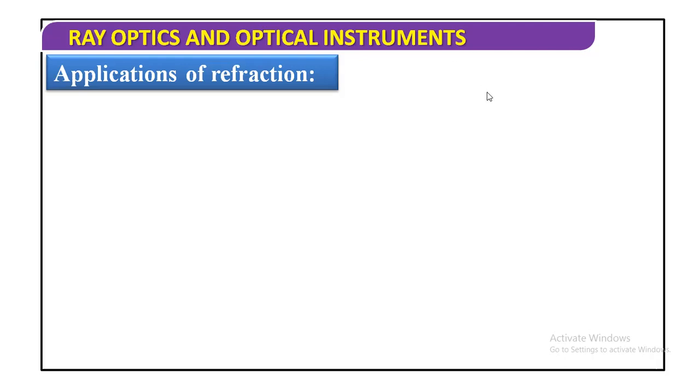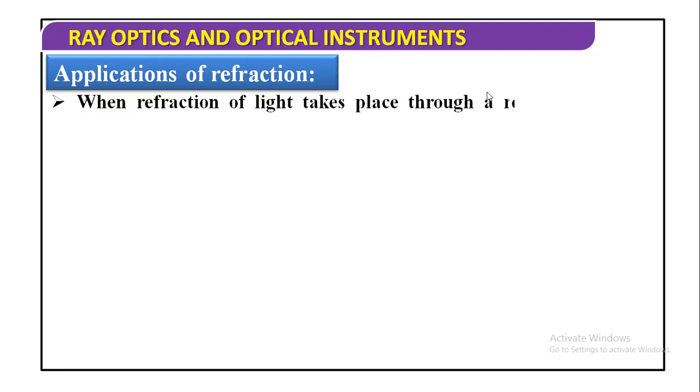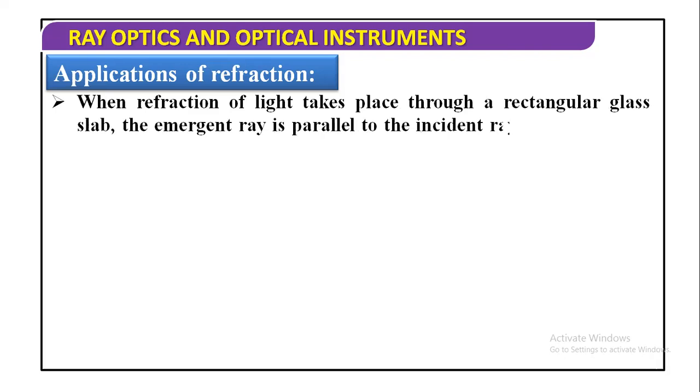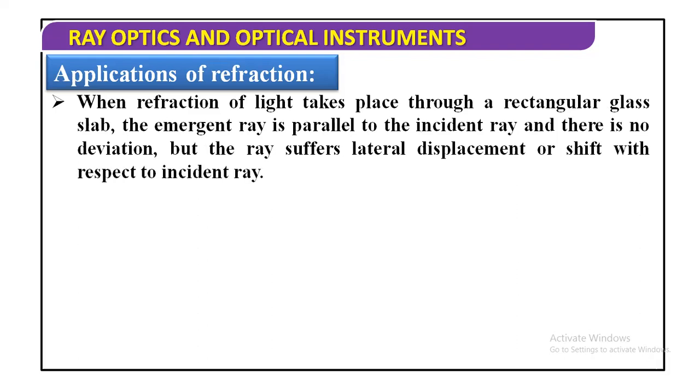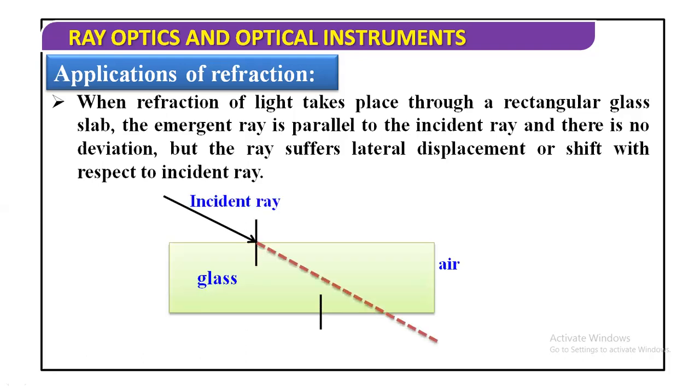So the first application we will discuss today is refraction through the glass slab and how the lateral shift occurs in a glass slab. When refraction of light takes place through a rectangular glass slab, the emergent ray is parallel to the incident ray and there is no deviation, but the ray suffers lateral displacement or lateral shift with respect to the incident ray. So let us take a glass slab and light is made to fall on the slab.